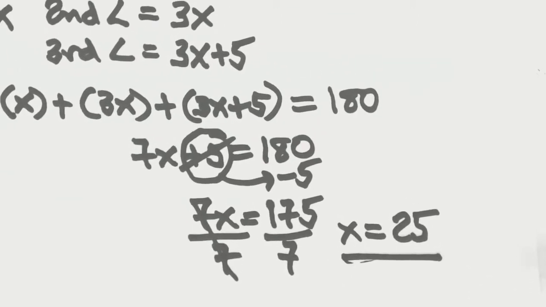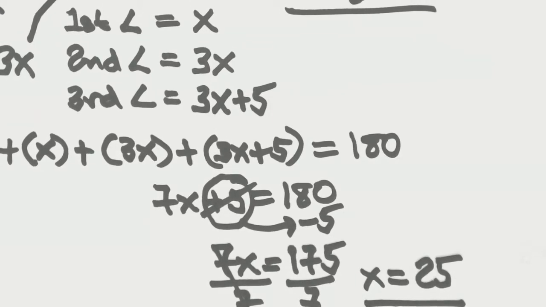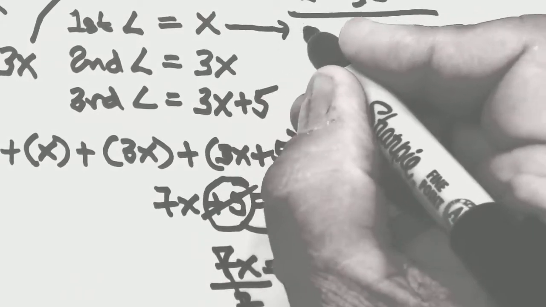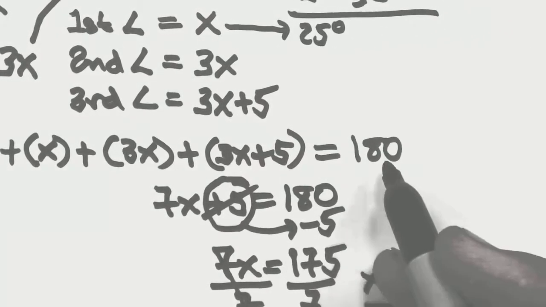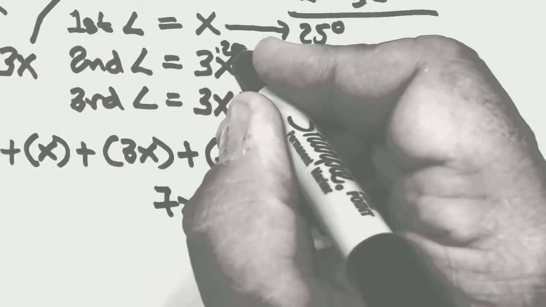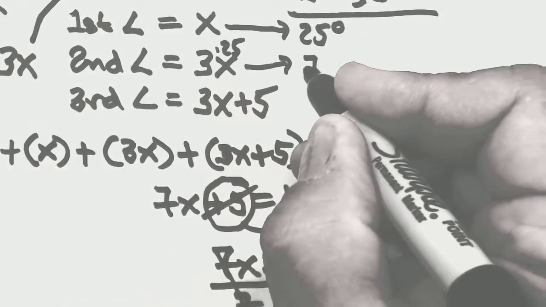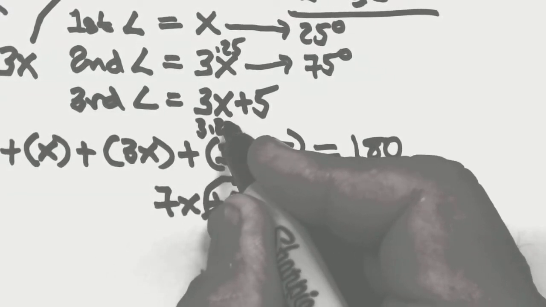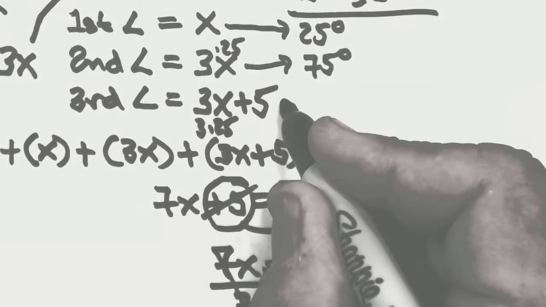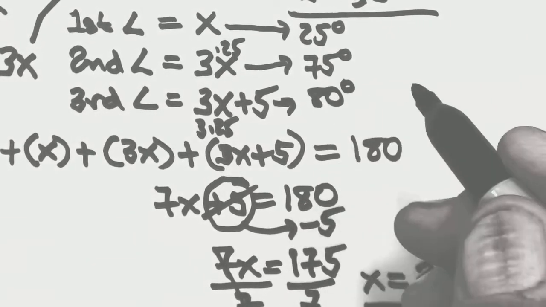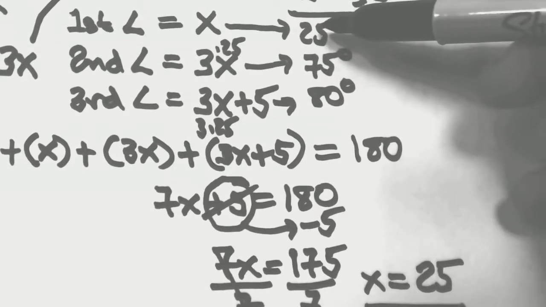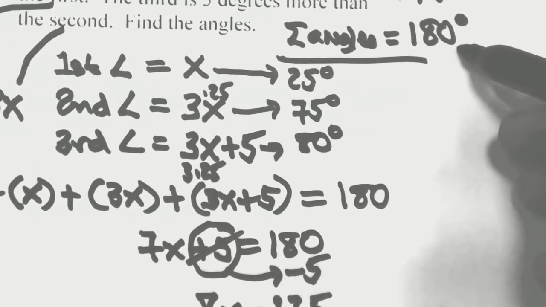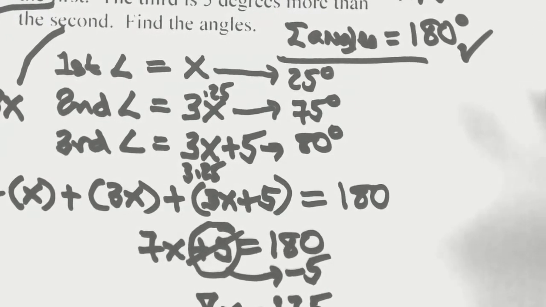Okay, well, now we use the x equals 25 to get all of our angles up here. Let's do it. That means the first angle is 25 degrees. The second is going to be 3 times 25, which means it's 75 degrees. And the last is going to be 3 times 25, that's 75, plus 5. That makes it 80 degrees. Okay, well, let's add this up. 25 plus 75 is 100, plus 80 is 180. We see that we do match the 180 degrees total.